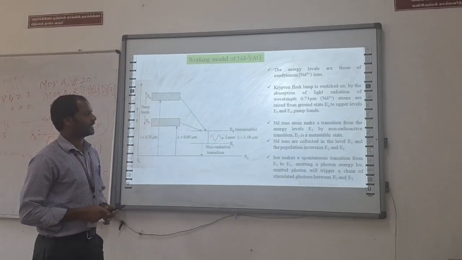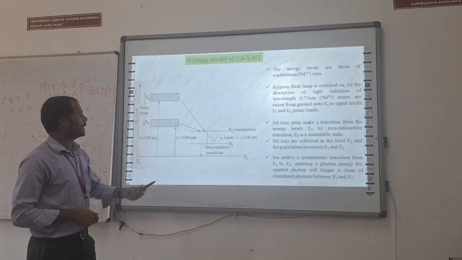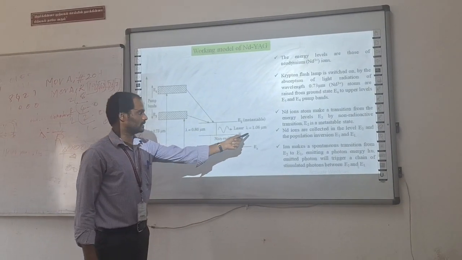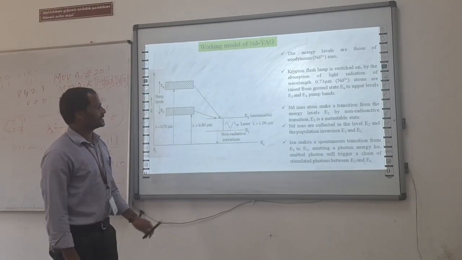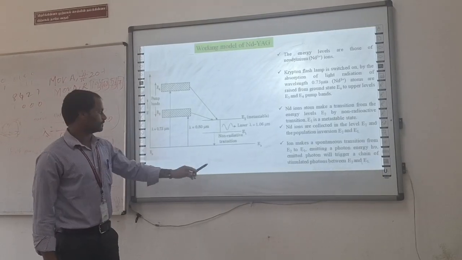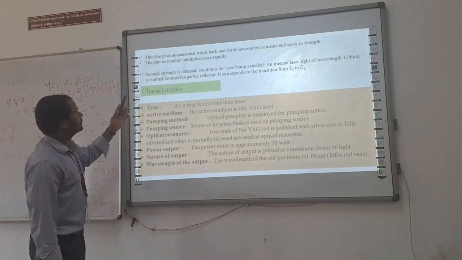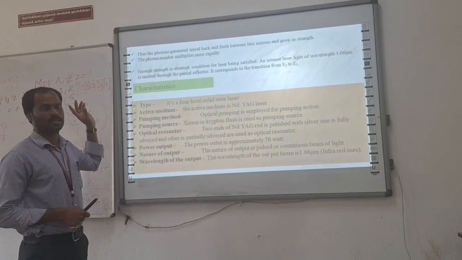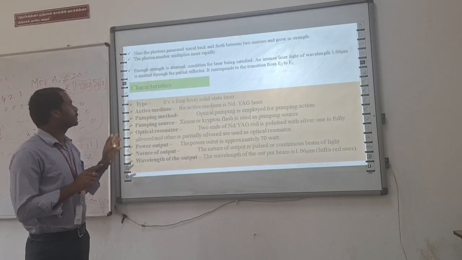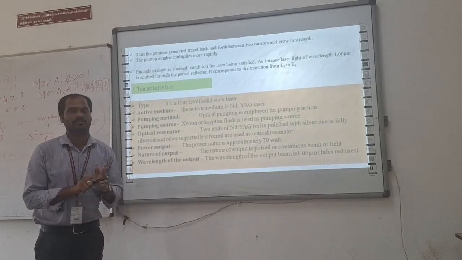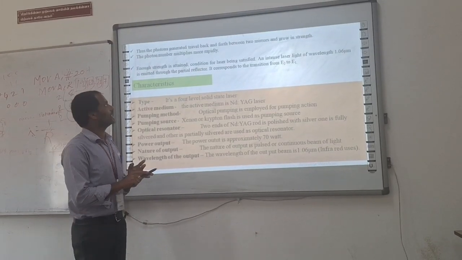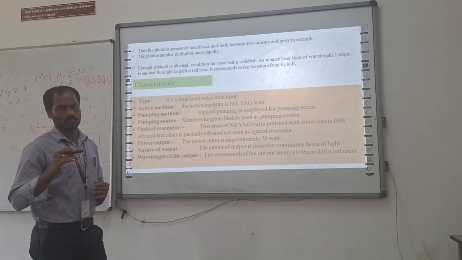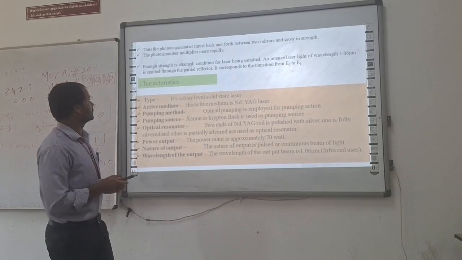This is the spontaneous transition from E2 to E1, and the emitted photon has this energy. This is the chain reaction. The photons generated bounce between the two mirrors. The partially reflecting mirror and the fully reflecting mirror play the major role. The number of photons multiplies, giving more output rapidly.